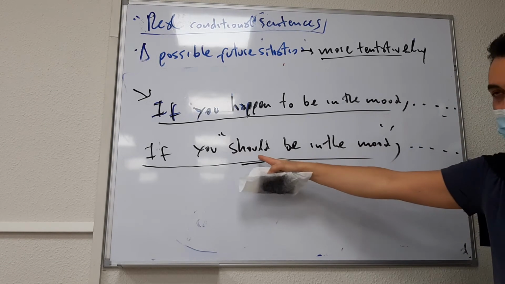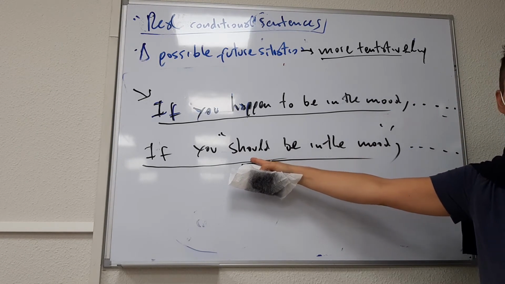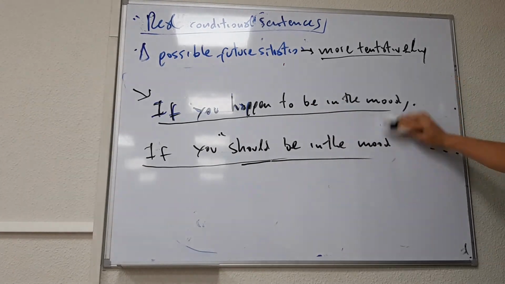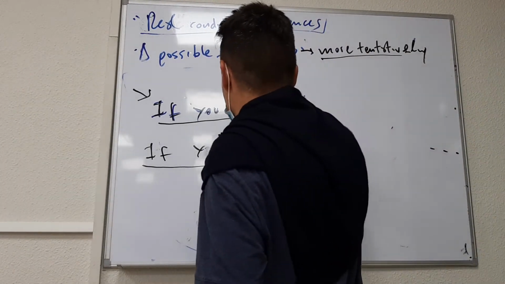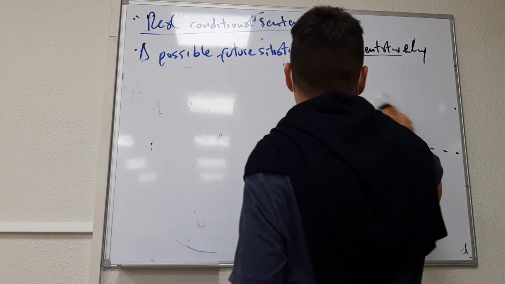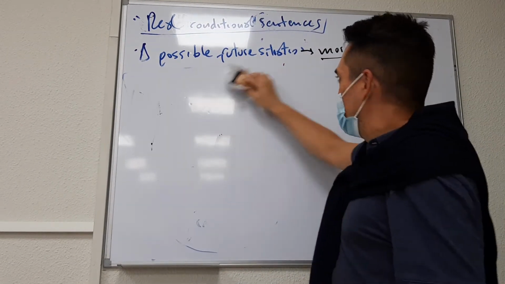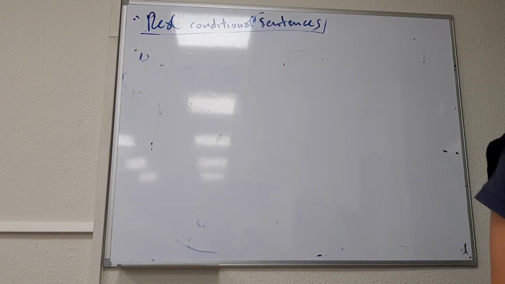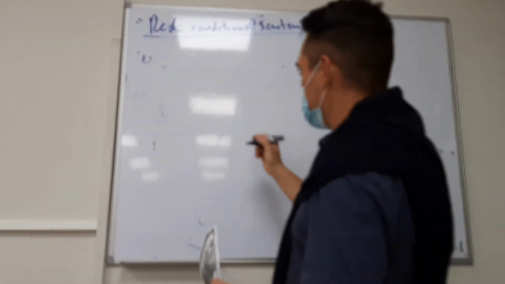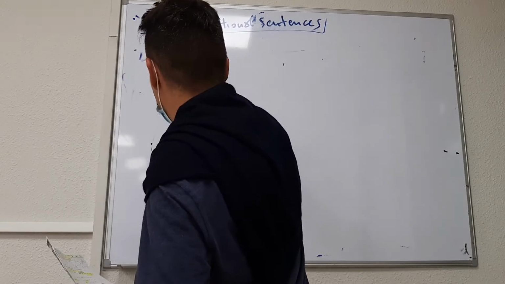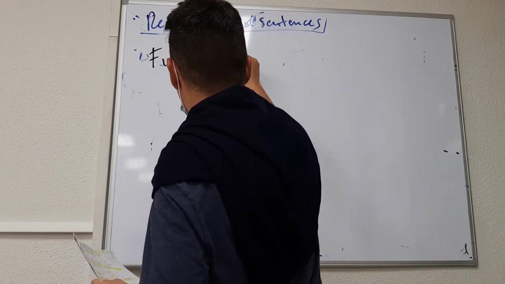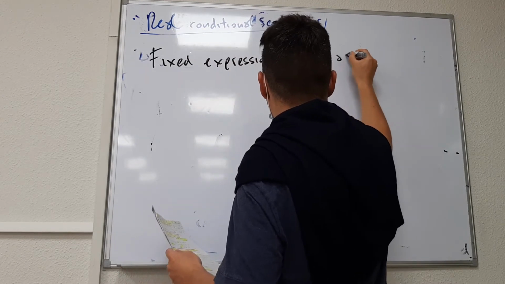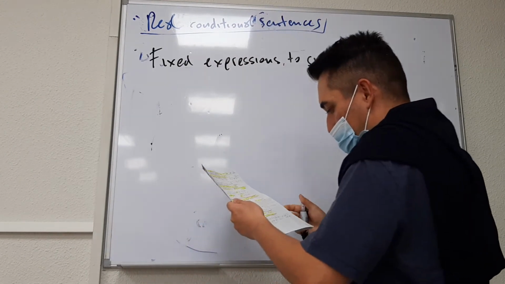Okay, I insist, be careful with this form of should. This is not giving advice. This is a fixed expression to be more careful, more tentative. Okay. Next, the inverted form of should. Fixed expressions to give advice.